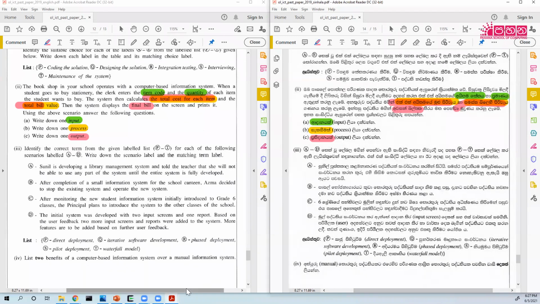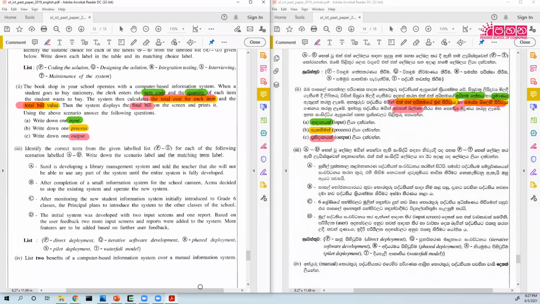Right. Let's move to the next one. Identify the correct term for the given label list P to T for each of the following scenarios. Label A to D. Write down the scenario label and the matching term label. Right? Can you read and see what A, B, C, D are, and then what the matching values are from the list?